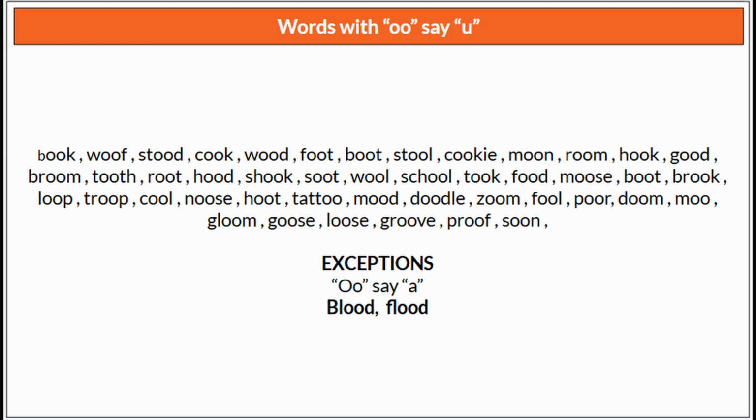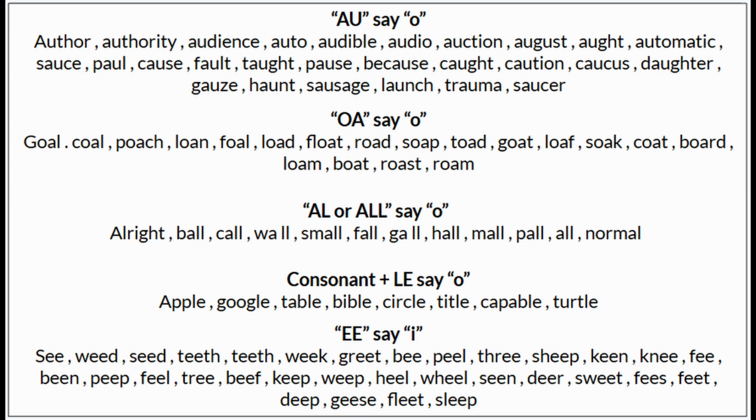Now, AU, you read O. Wherever you will see people writing AU, you read that as O. For example, author, authority, audience, auto, audible, audio, auction, August, ought, automatic, source, Paul, cause, thought, pose, caucus, daughter, hunt, sausage, lunch, trauma, saucer.